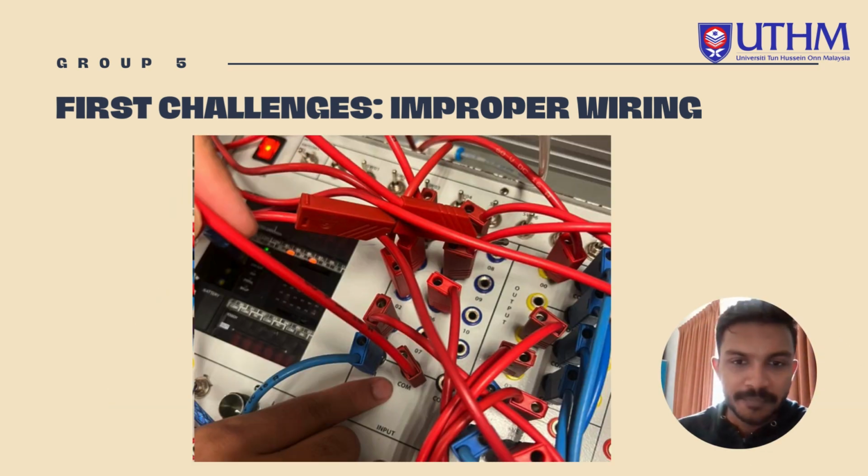So this is the problem of improper wiring: the connection from the COM to the negative port in the 24 volt DC power supply in the trainer kit. There must be only one connection from the COM in the external input connectors to the negative port at the 24 volt DC power supply, but there are two. When we changed it, it worked well. I'll explain more about it on the next slide.